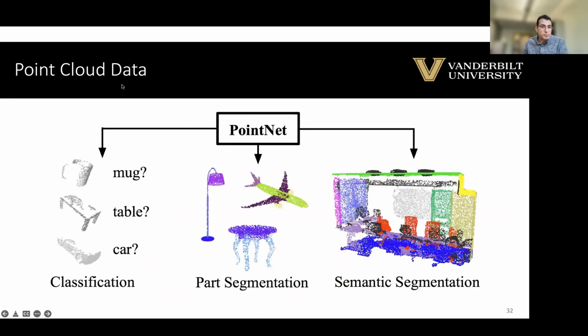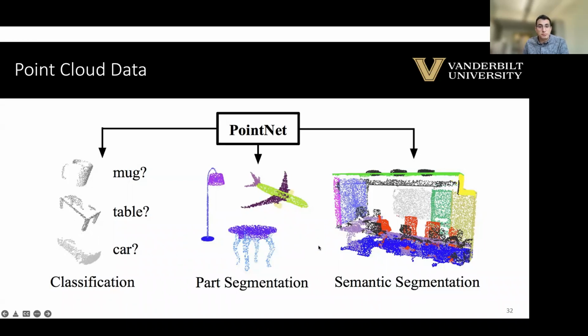And so I mentioned point clouds, and for LiDAR data specifically, you receive point clouds, and you would like to learn on these point clouds. And for example, you might want to classify what this point cloud is. This is a mug, this is a table, this is a car. So this is a set classification problem.